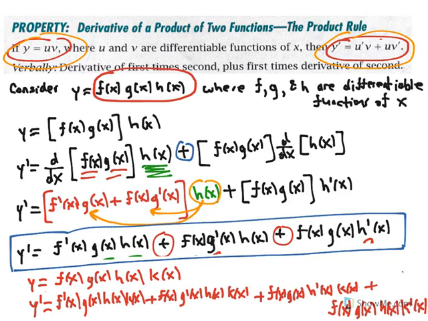So now we're going to look at two examples. The first one will be finding the derivative of a product of three differentiable functions of x, so we'll be using what we just learned. And the second example will be finding the derivative of a function that is the product of four differentiable functions of x.